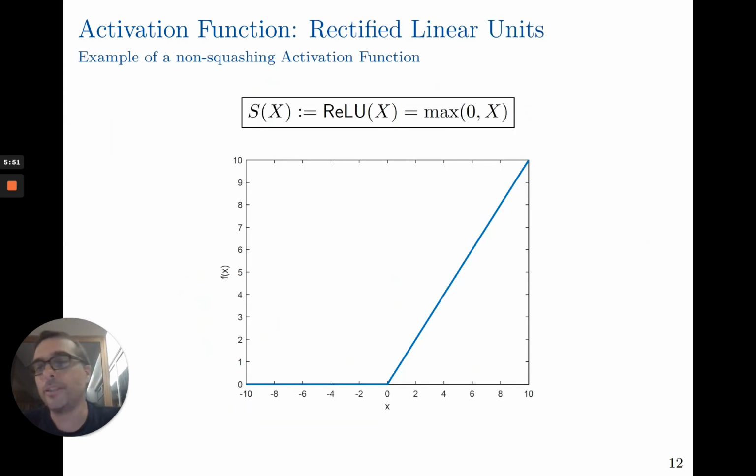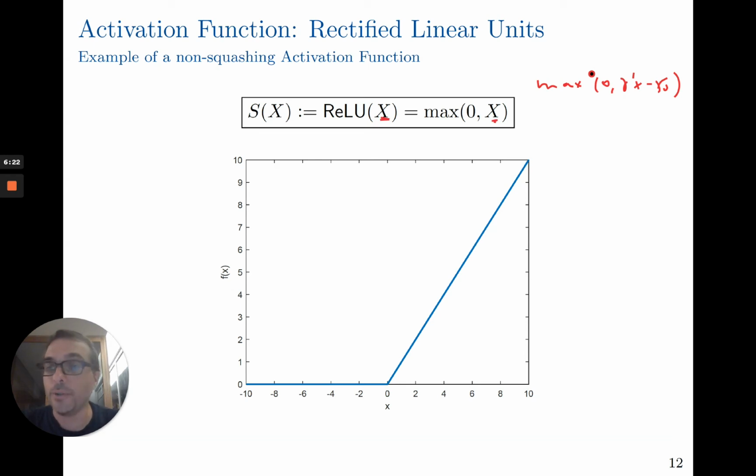Okay? And more recently, a non-squashing function that had been actively used is the ReLU, rectified linear units, which is basically nothing happening until you reach a value of x, and then it's linear. Of course, you can define it as a max between 0 and gamma x minus gamma naught, right? It's the same thing, but x here is just the argument.